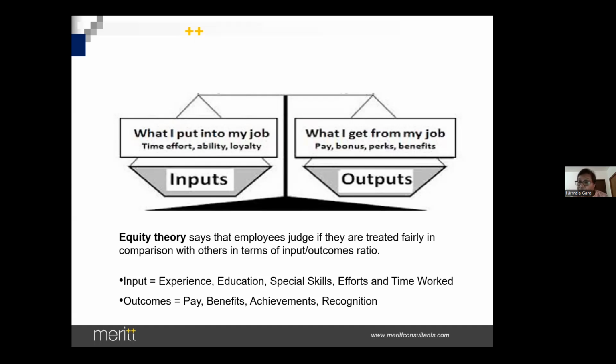When your input is equal to output, you are highly motivated, engaged. But how will you know it is equal? You will compare. You will compare it with people within the organization. You will compare it with the market. Say if I'm a compensation manager, she will compare with a similar peer in the industry, and she says, hey, that person is getting higher than me. So she knows that her input is more and her output is less. That means she's getting lesser salary. So this is called equity theory. Equity means fairness.